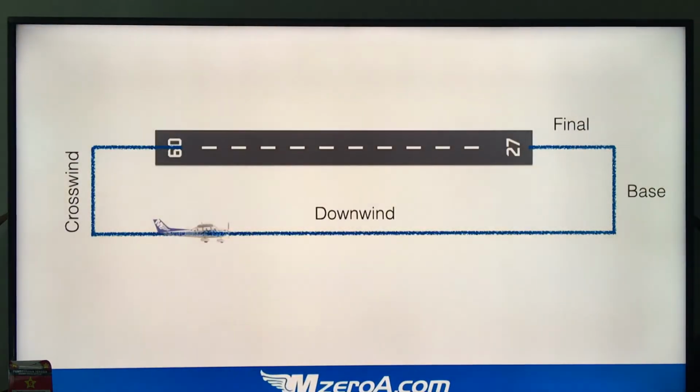You can see left traffic for 27. We've got our crosswind. We're right now on a downwind. We have our base and our final. Let's say we just took off runway 27. The first potential hazard area is on that upwind to crosswind leg.